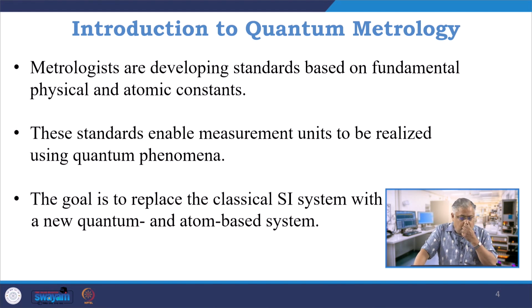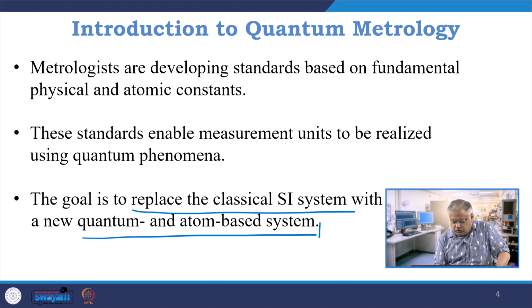Now, the people who are working in this domain are developing standards based on fundamental physical and atomic constants. The constraint, as all of you know, is the Heisenberg uncertainty principle, which will be applicable in quantum metrology. These standard measurement units have to be realized using typical quantum phenomena. Therefore, the final goal is to replace the classical standard systems with newer atom-based systems. That is my final aim as far as quantum computing is concerned.